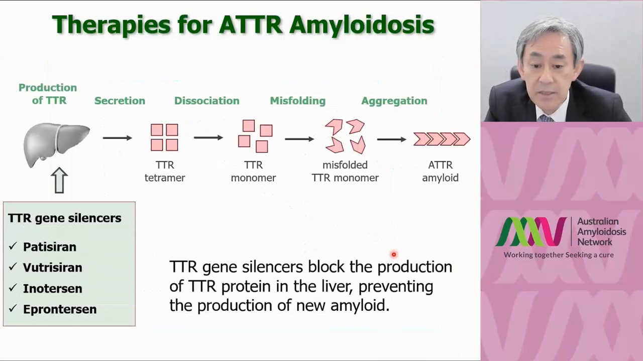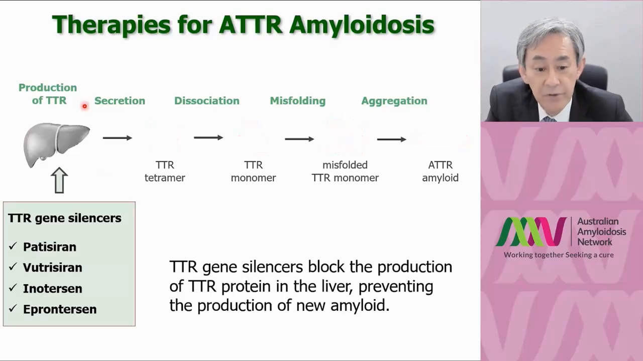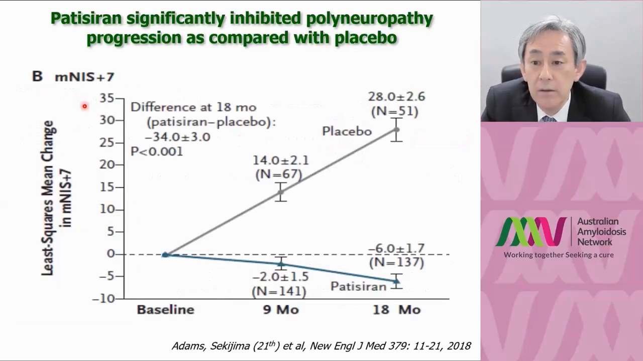TTR gene silencers block the production of TTR protein in the liver, preventing the production of new amyloid. This slide shows the results of a clinical trial of patisiran. As you can see, patisiran significantly inhibited polyneuropathy progression as compared with placebo.